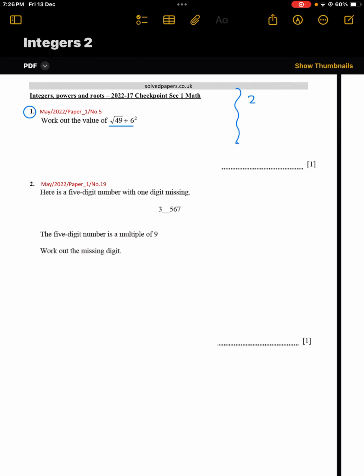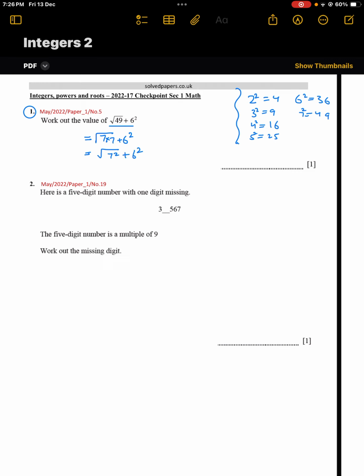As we know, the square of 2 is 4, square of 3 is 9, square of 4 is 16, 5 will be 25, 6 will be 36, and 7 will be 49. So I got the answer 49 from 7, which means this can be written as 7 times 7 inside the root. Then further this can be written as the square root of 7 squared plus 6 squared.